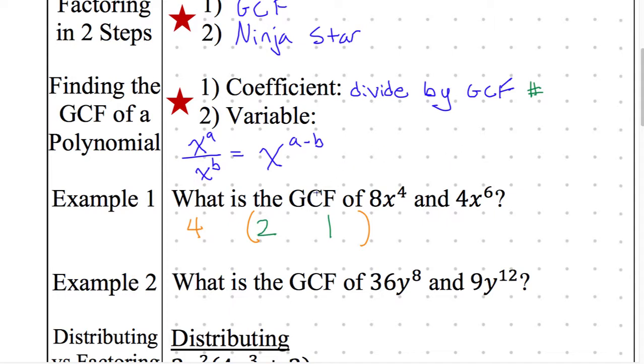Thank you, Sam. So the greatest common factor is x to the power of 4. I can subtract a 4.